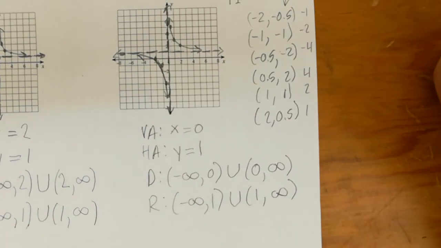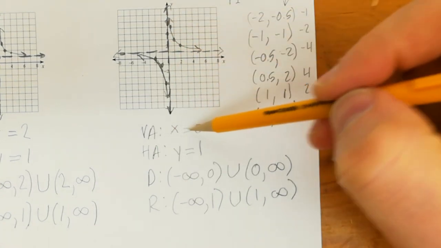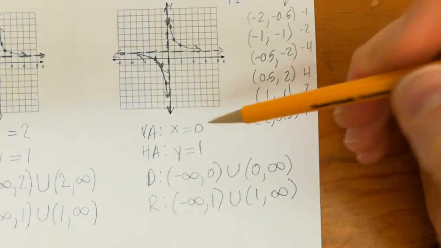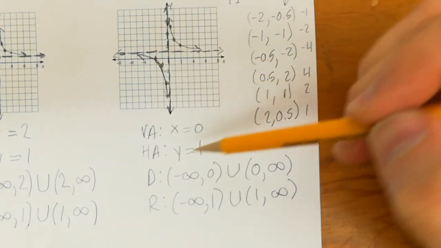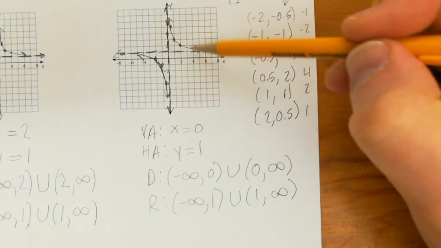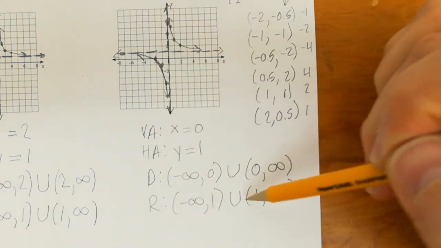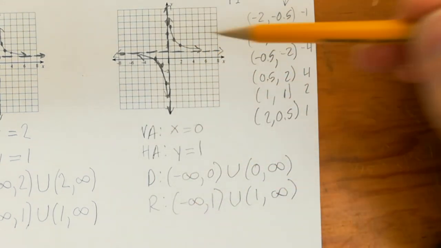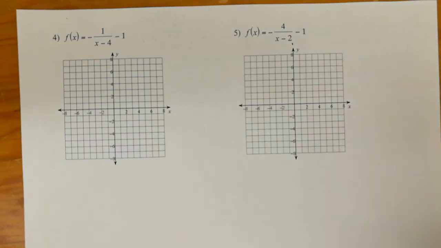All right, so I got a vertical asymptote x equals 0, which is basically the equation for the y-axis. And then the horizontal asymptote is y equals 1. Domain, yeah, negative infinity to 0, and then 0 to infinity. Basically it just skips over 0. And then the range skips over 1, right? So that's that. All right, let's do number 4 together.